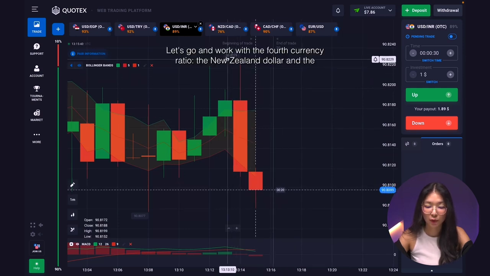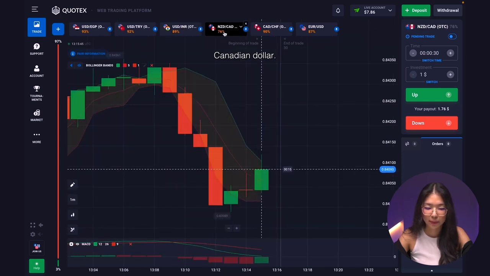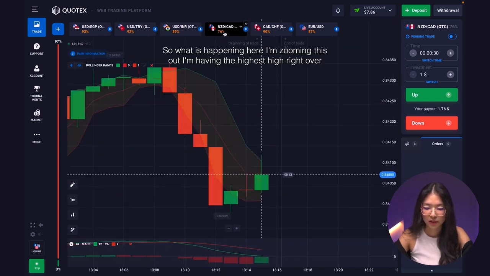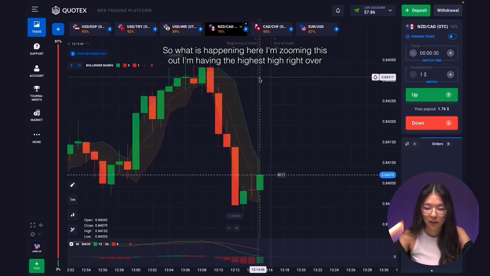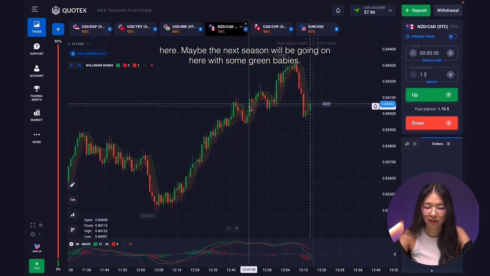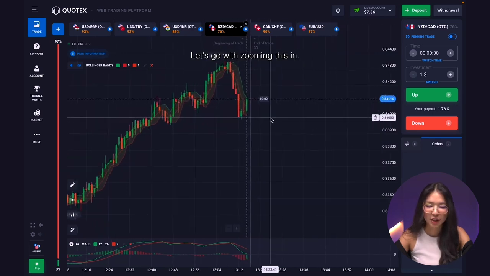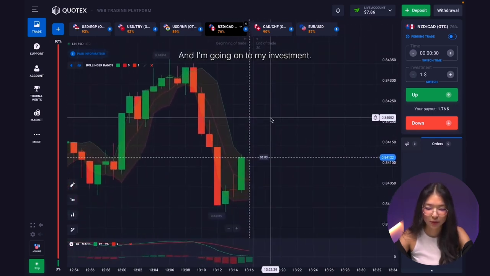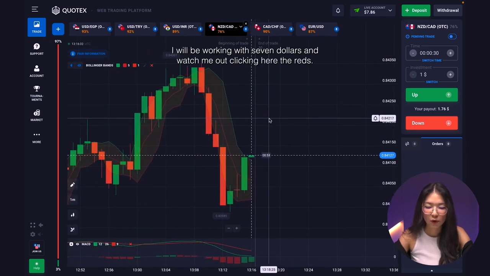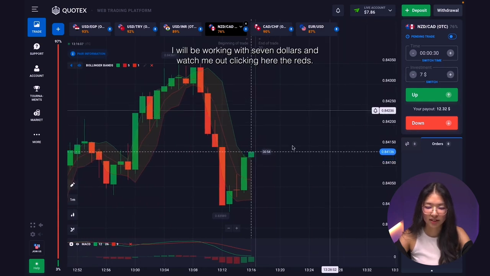Let's go and work with the fourth currency ratio, New Zealand dollar and the Canadian dollar. So what's happening here? I'm zooming this out, and I'm having the highest high rate over here. Maybe the next session we'll be going on here with some green candles. Let's go with zooming this in, and I'm going to my investment. So I will be working with $7, and watch me out clicking here the reds.